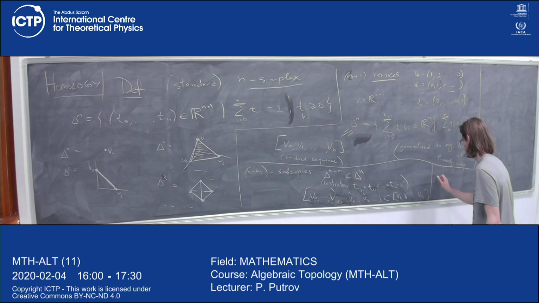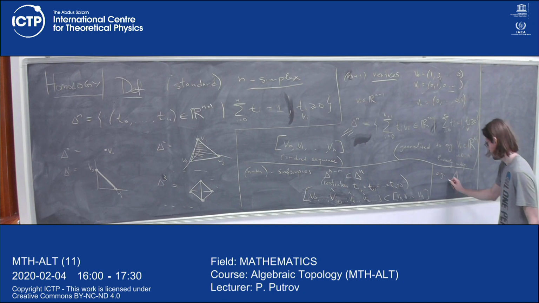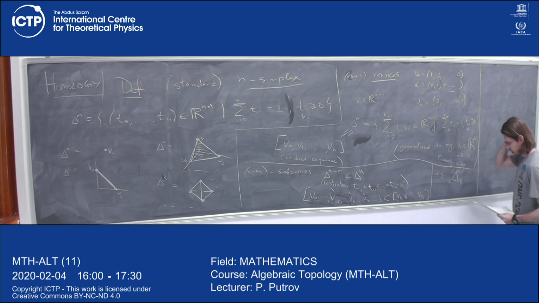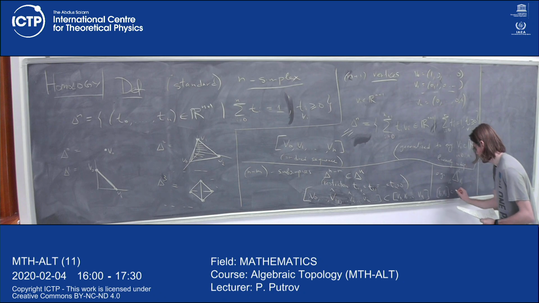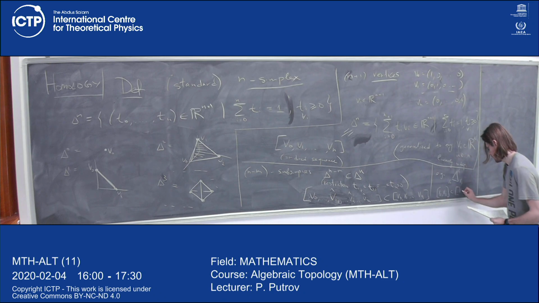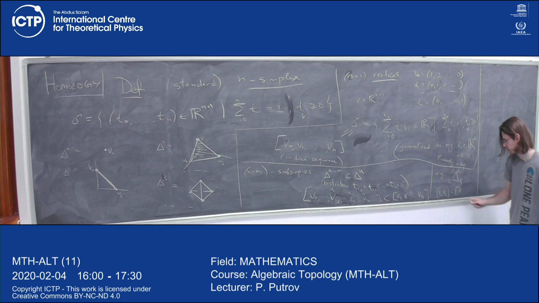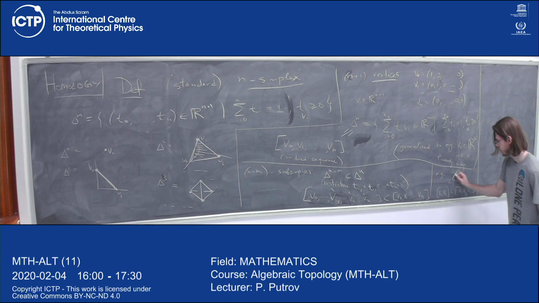So, for example, if I have a simplex with vertices V0, V1, V2, this contains, for example, the simplex with vertices V0, V1 inside these 2-simplex, and this just corresponds to taking this edge as it is.